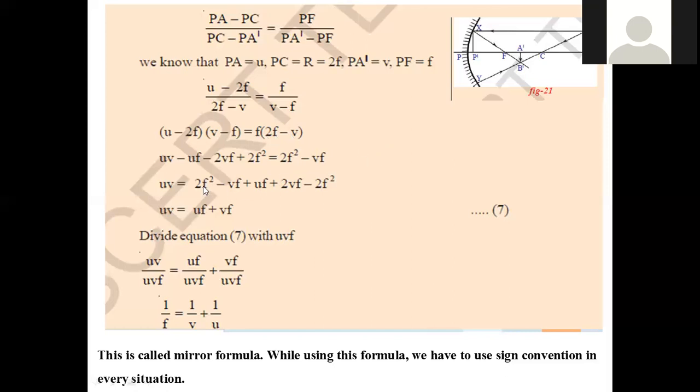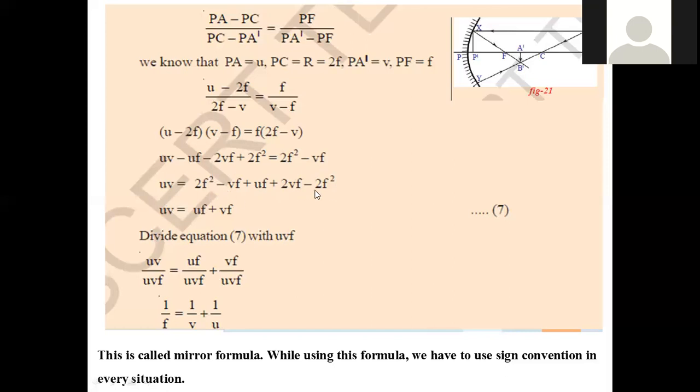After expanding, what will we do? Let us take similar terms to one side. What similar terms? All F terms can be taken on one side. Except UV, the remaining all have an F term. That's why we will take all F terms in one direction. UV is equal to, so here on the right hand side we already have 2F square minus VF, which remains as such. When minus UF goes to the right hand side, it becomes plus UF. Minus 2VF becomes plus 2VF. Plus 2F square becomes minus 2F square, because sign inversion is applied from left to right.